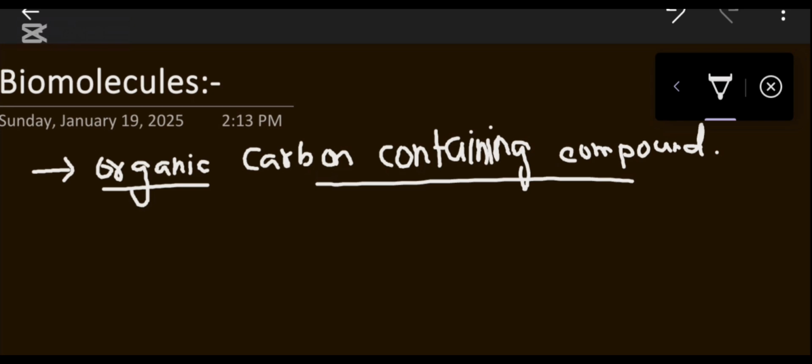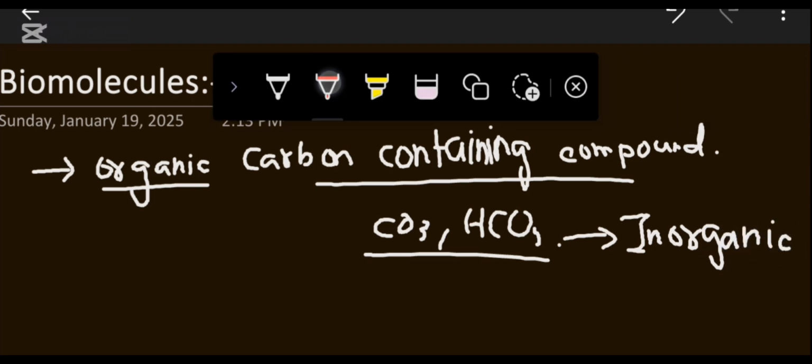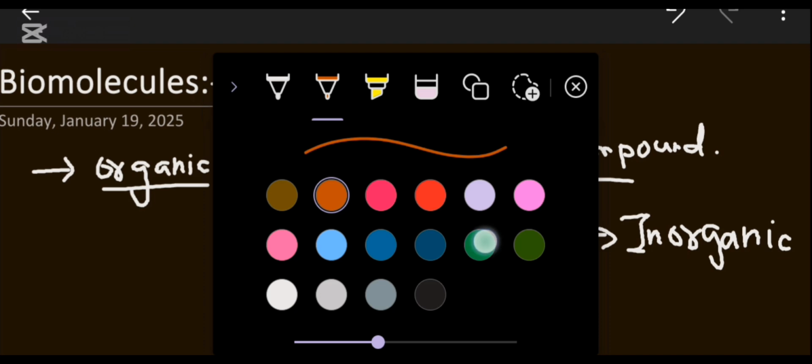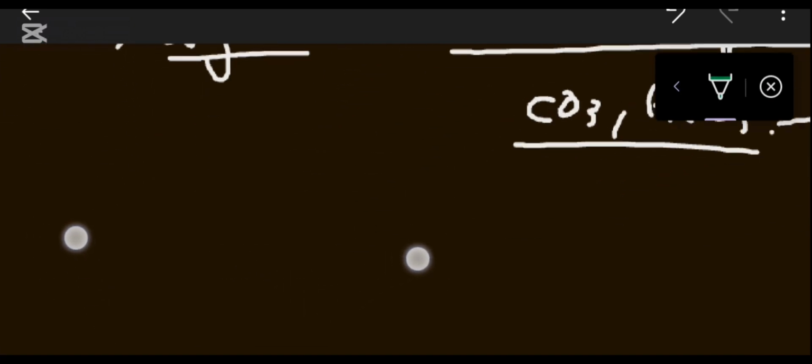So we do have many carbon containing compounds like carbon dioxide, bicarbonates. These aren't organic, by the way. So that's why in the biomolecule definition we mostly write organic carbon containing compounds, right? And these are inorganic. Fine.